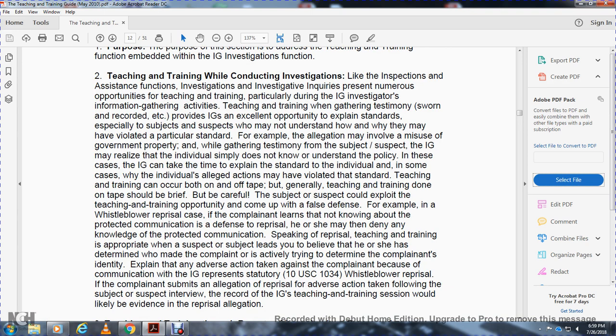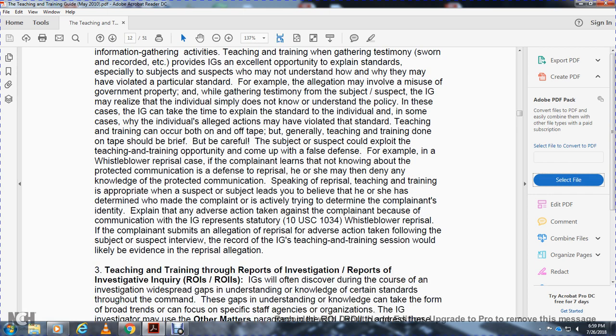The Inspector General represents the authority of Title 10 U.S. Code 1034 on whistleblower reprisal. The complainant submits the allegation, the reprisal action is then taken, and the following is addressed with the subject or suspect in the interview on the record. The Inspector General teaching and training session would likely advance the reprisal allegation.